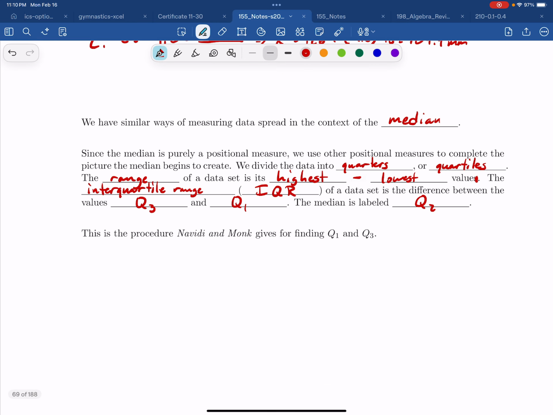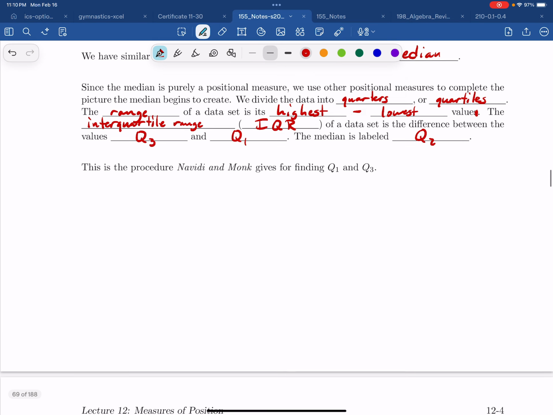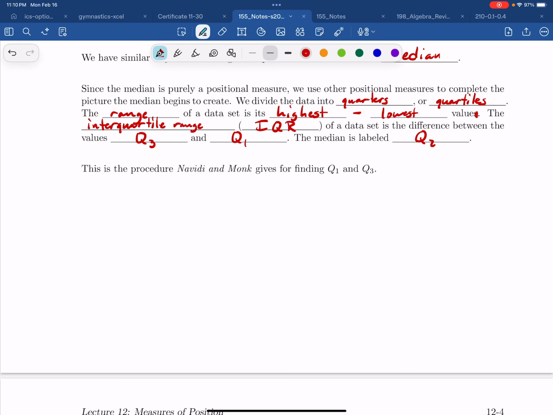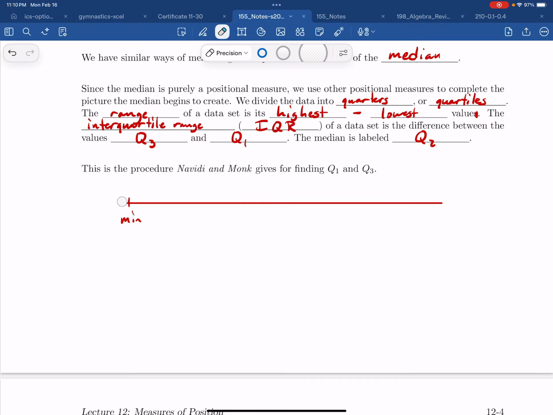So there is a procedure in the textbook for finding Q1. Let me just be clear about what this means, right? If we have a data set, okay? Suppose this is the min. This is the absolute lowest point. And this is the max, the absolute highest data point. We would divide our data first in half, right? This is the median. All right. Median. We call this Q2.